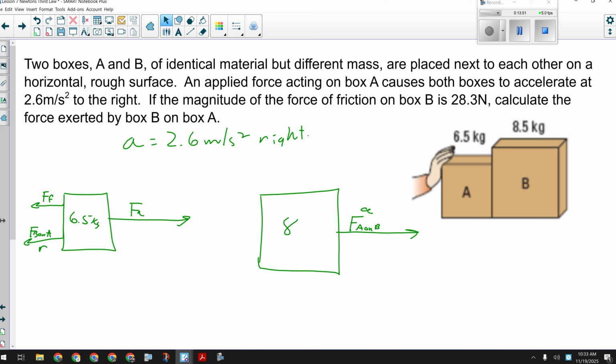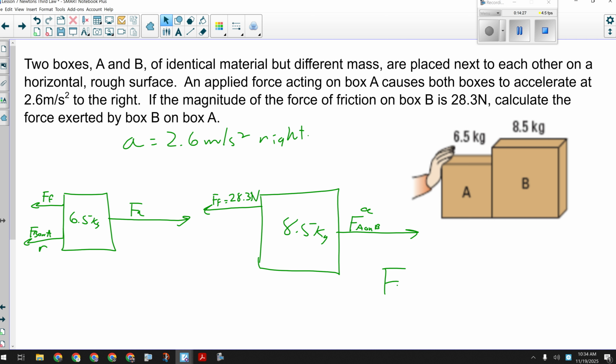What else is acting on this 8.5 kilogram box? Friction. And they told us the value of that. It was 28.3 newtons. And what's the other force acting on box B? The opposite reaction of force on the first box. There's a trick: there were no other forces acting. There's nothing in front of B. So the only force pushing on B is A, and friction is resisting it. Those are the only two forces. Well that's good because I know the mass and the acceleration. What can I find? The net force.